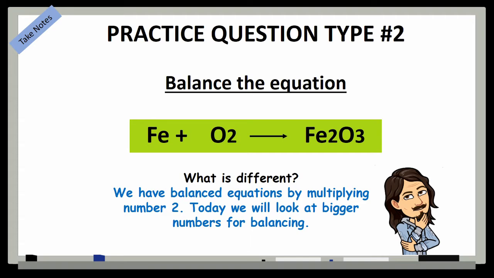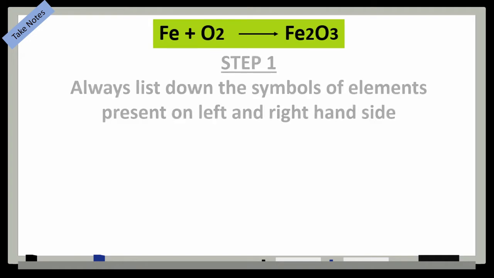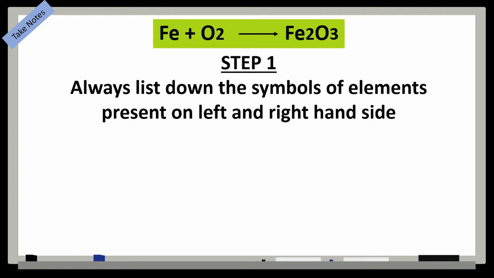A slight difference over here is you see the number 3, right? It means we're going to be using slightly bigger numbers in balancing today rather than just 2. All right, so let's get started with the balancing part. Again, I'll remind you, wherever you need to take notes, you can pause the video and take down the notes.